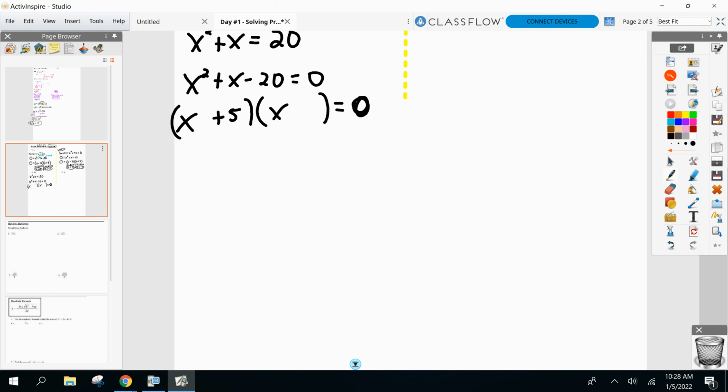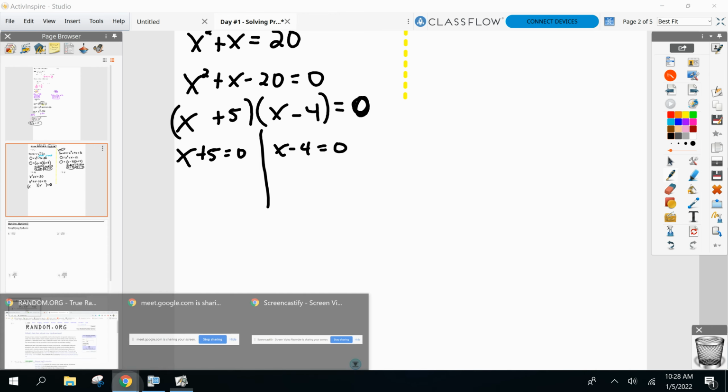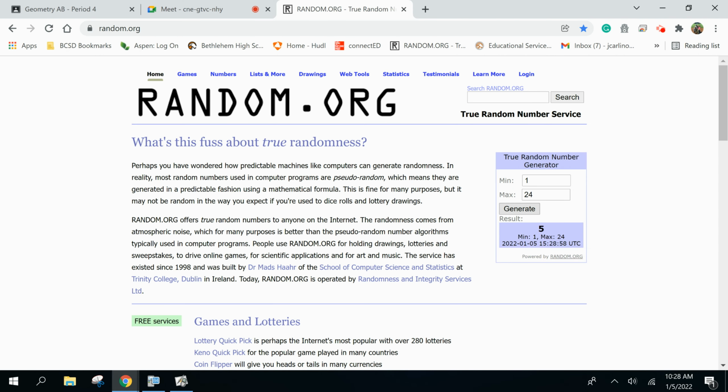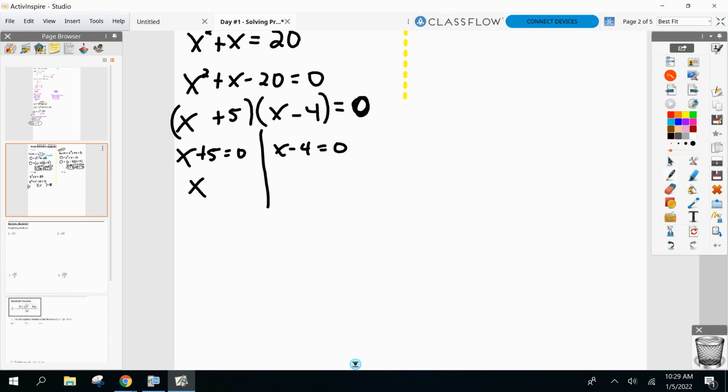Positive 5 and negative 4. Everyone good? Adds to 1, multiplies to negative 20. Then set them equal to 0, and let me know what your 2 answers for x are. I got 5 and negative 4. That's what we get inside. But now I got to solve it for x. Negative 5 and positive 4 for my 2 answers.